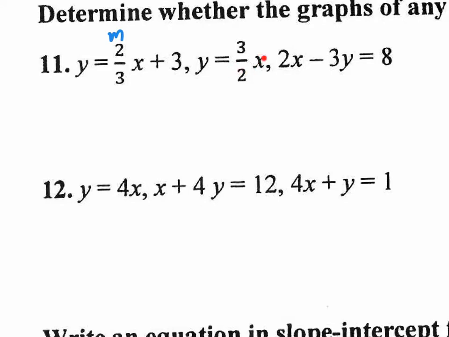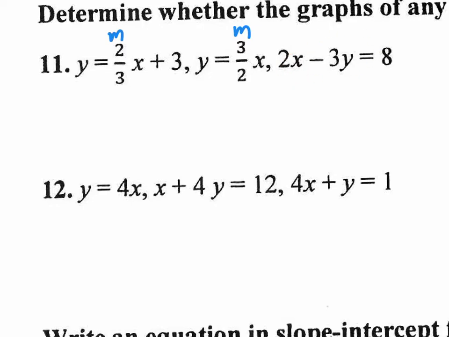How about this second equation right here? What's the slope here? 3/2. Okay, so the slope is 3/2. So far, are these parallel? Perpendicular? They're neither so far, because perpendicular is an opposite reciprocal slope. So if this one's positive 2/3, this one should be negative 3/2 for it to be perpendicular. So far nothing, but we still have a third equation over here.